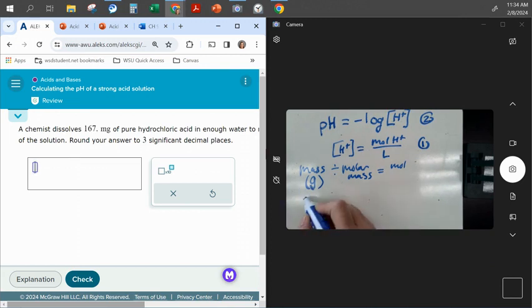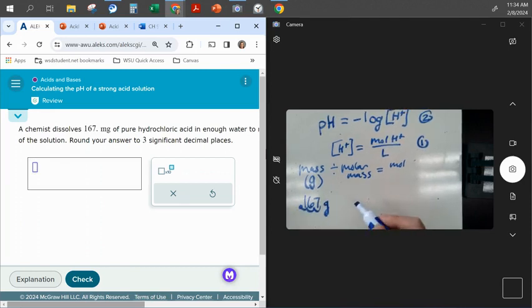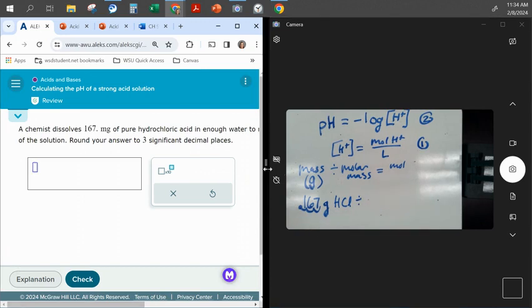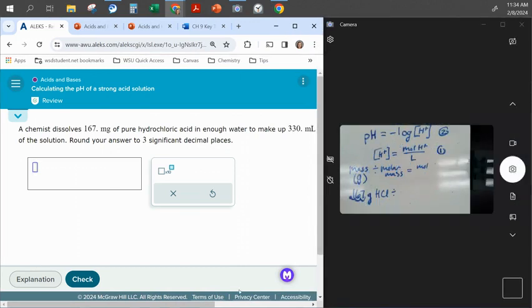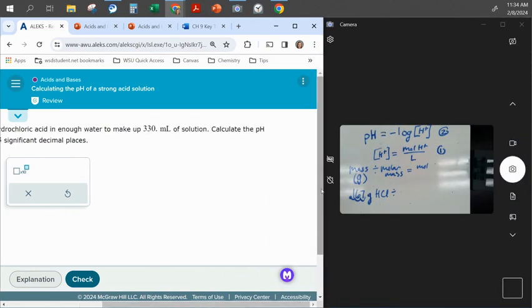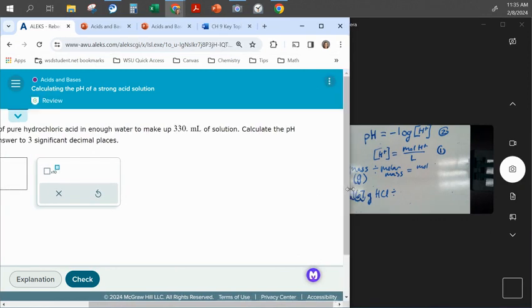This one they give us 167 milligrams. I'm going to first convert that to grams. So 0.167 grams of hydrochloric acid. What's hydrochloric acid? Yes, good. HCl. And then we're going to divide by the molar mass. I'm going to use my calculator for that. So I'm going to add hydrogen and chlorine. I just think it's super nice on this calculator. There it is.